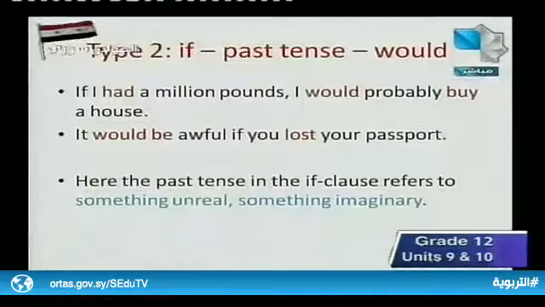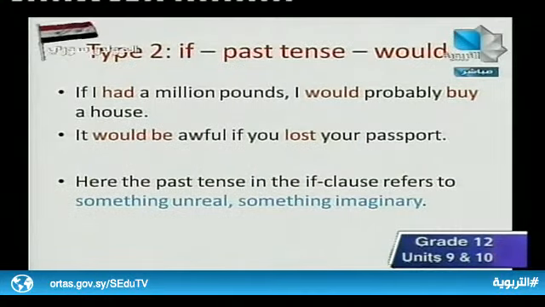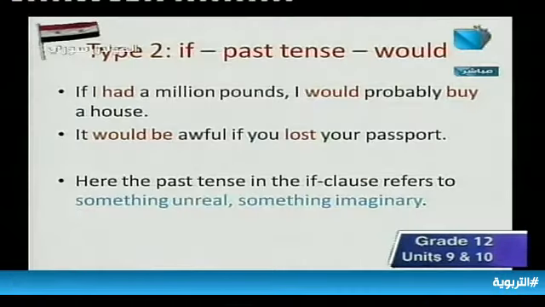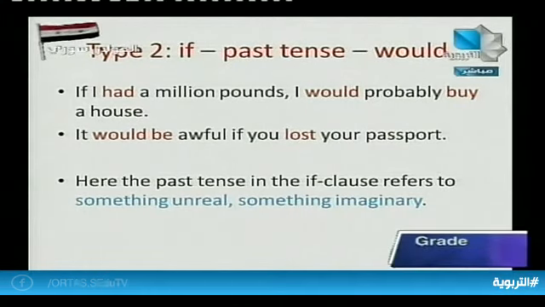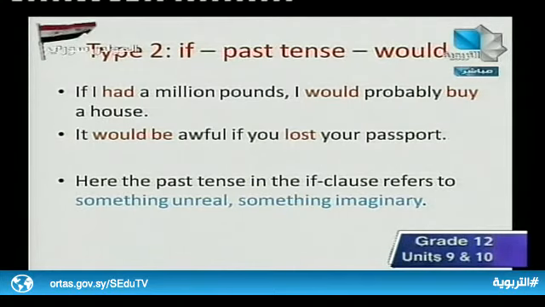What about type 2? Type 2: if, past tense, would plus verb zero form. If I had £1 million, I would probably buy a house. It would be awful if you lost your passport. Here, I'd like to focus on the verb in the if clause. It is in the past simple. Some students think that type 2 is used to talk about something in the past. No, it is not true. This past is called unreal past.